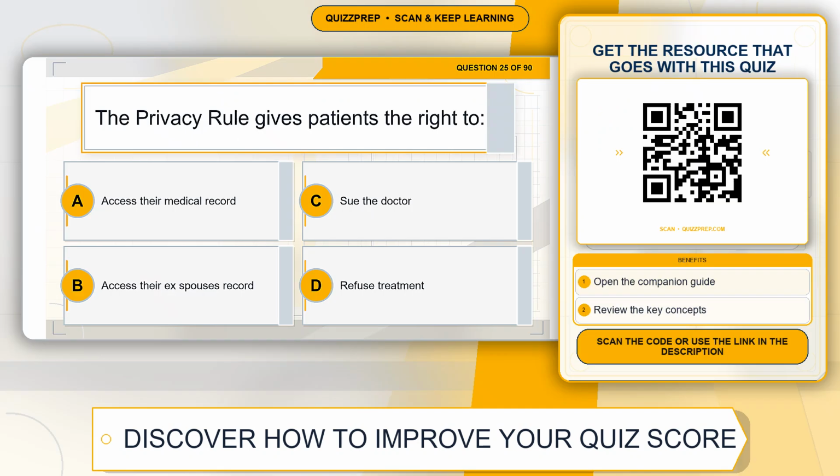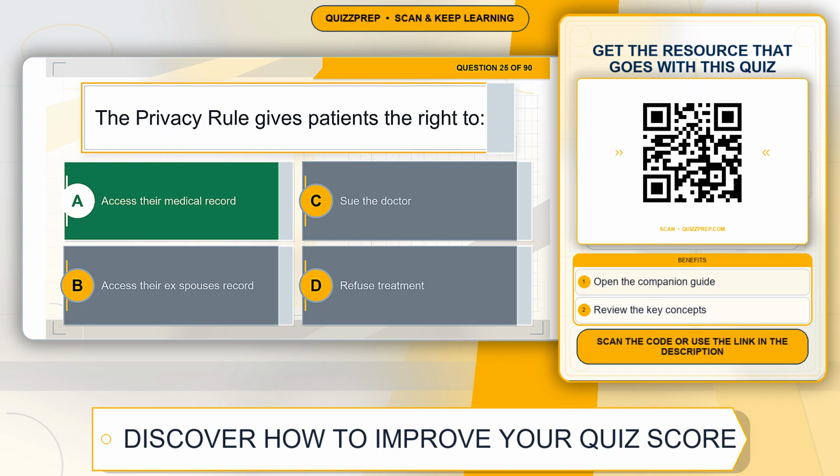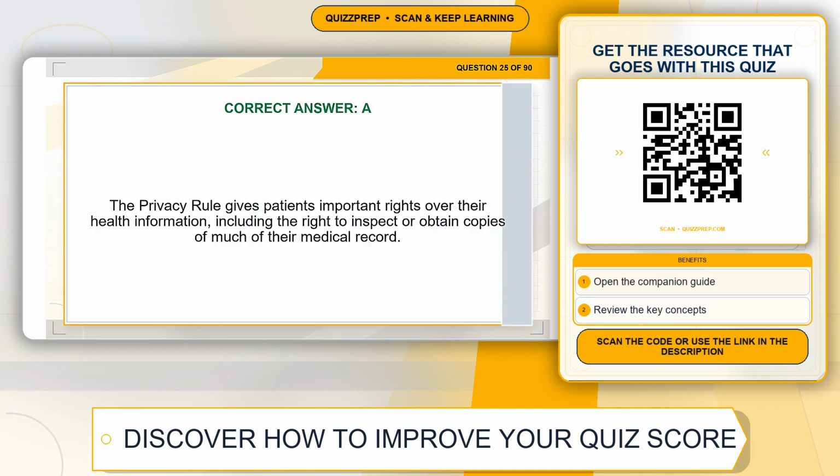Question 25. The privacy rule gives patients the right to: Option A, access their medical record. Option B, access their ex-spouse's record. Option C, sue the doctor. Option D, refuse treatment. The correct answer is option A, access their medical record. Explanation. The privacy rule gives patients important rights over their health information, including the right to inspect or obtain copies of much of their medical record.